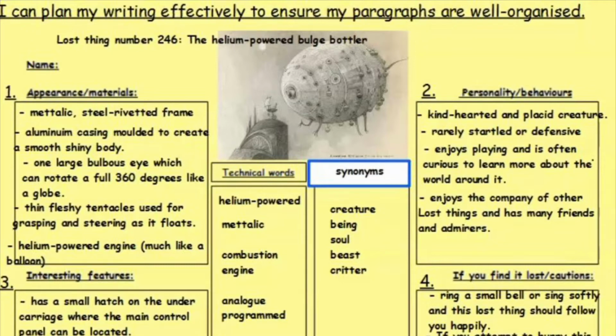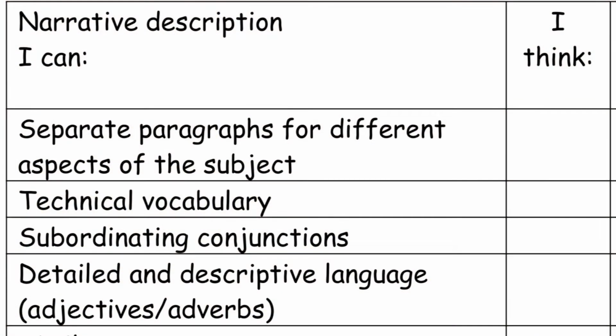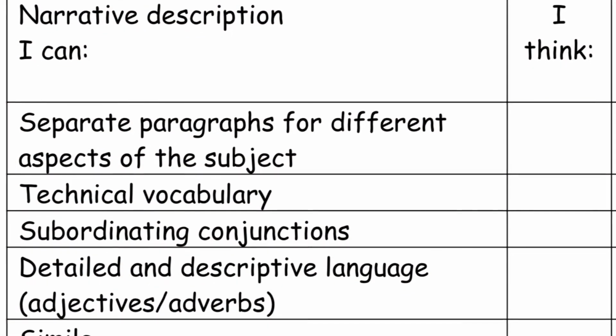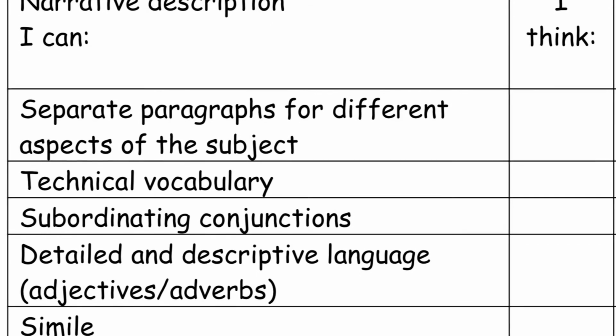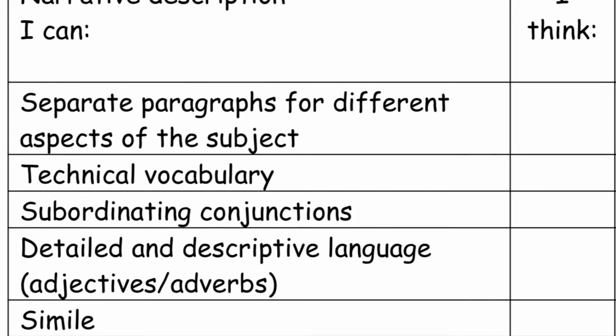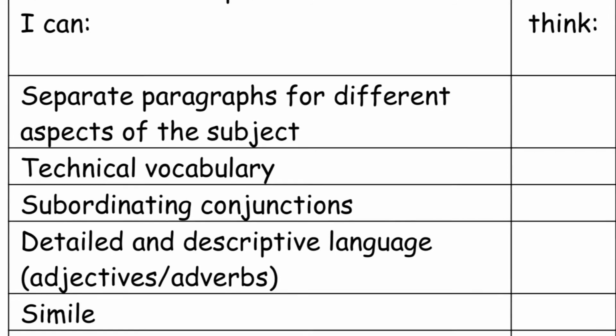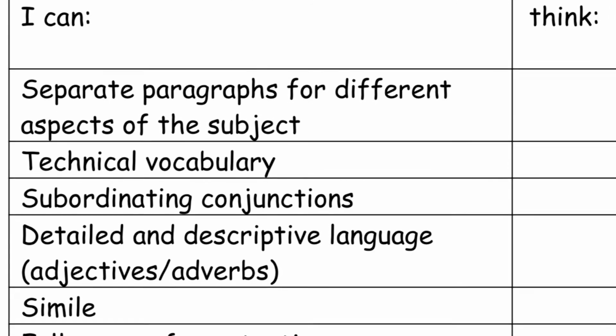First, I want to take you through the checklist for the writing today so that you know what you're going to try to include in your writing. You'll find the checklist on the Google Drive. So firstly, we're going to make sure that we separate our paragraphs for different aspects of the subject, and if we follow our plan, we shouldn't have any problems writing 4 different paragraphs to do that.